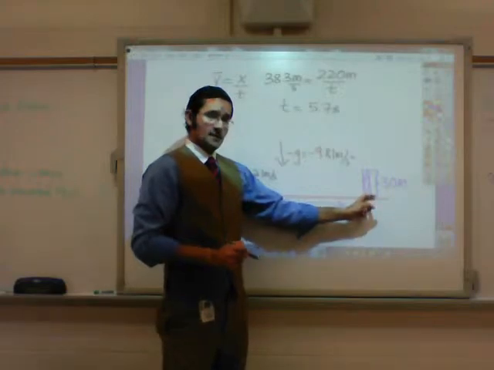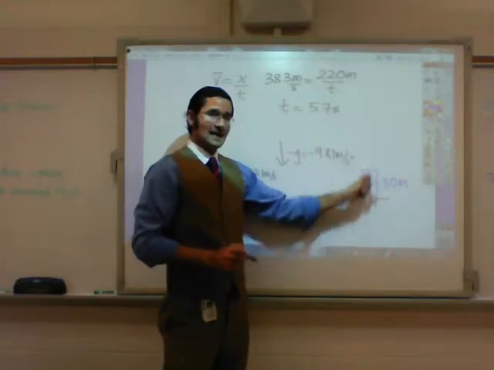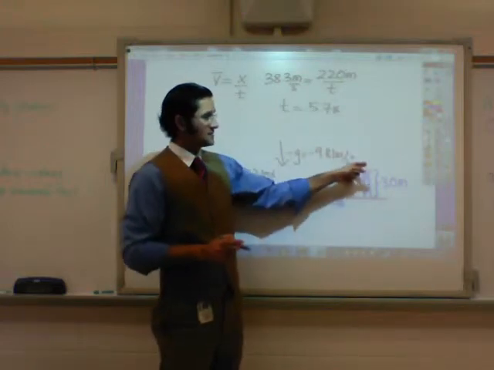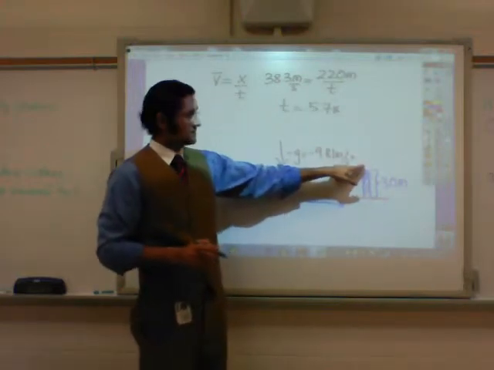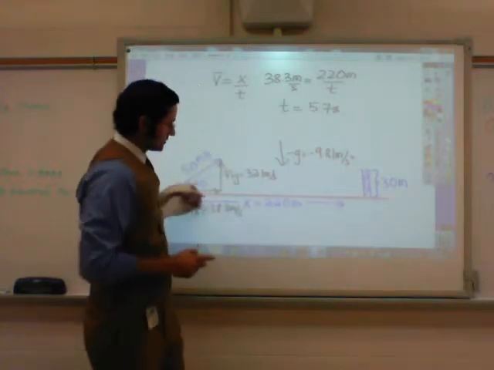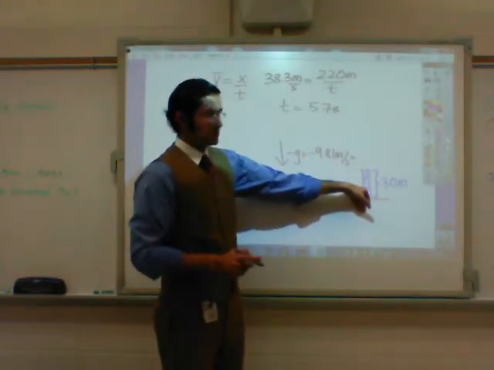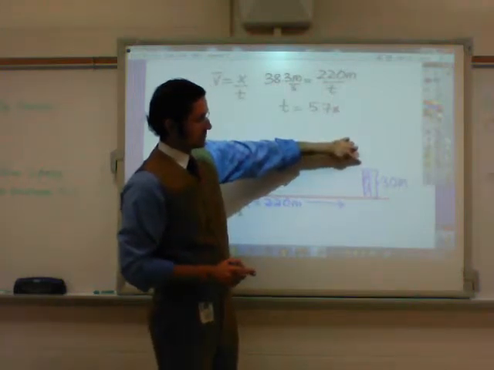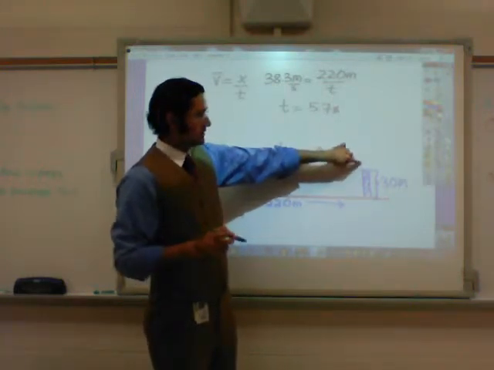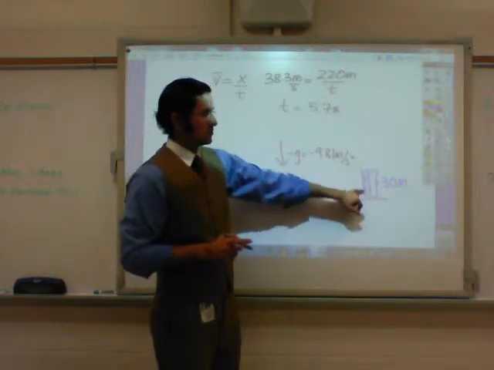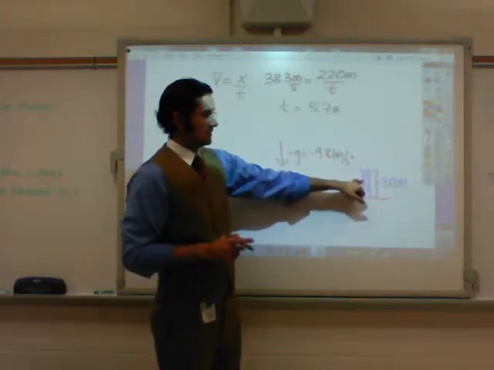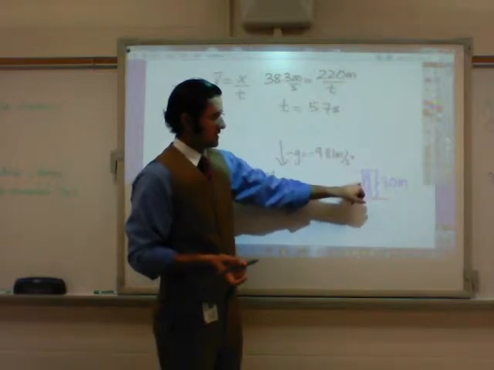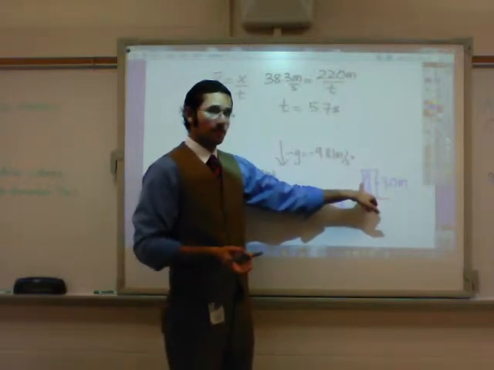So my next step is to find out where the ball is located on the y-axis at 5.7 seconds. Remember, if it's located at a displacement above 30 meters at 5.7 seconds, then that means in 5.7 seconds the ball has traveled to the right 220 meters and it's traveled above 30 meters, so the ball will be right here. So that means it clears the wall. However, if at 5.7 seconds the displacement on the y-axis is less than 30, let's say it's 15 meters, then that means the ball is going to be located right here, which means it hits the wall.